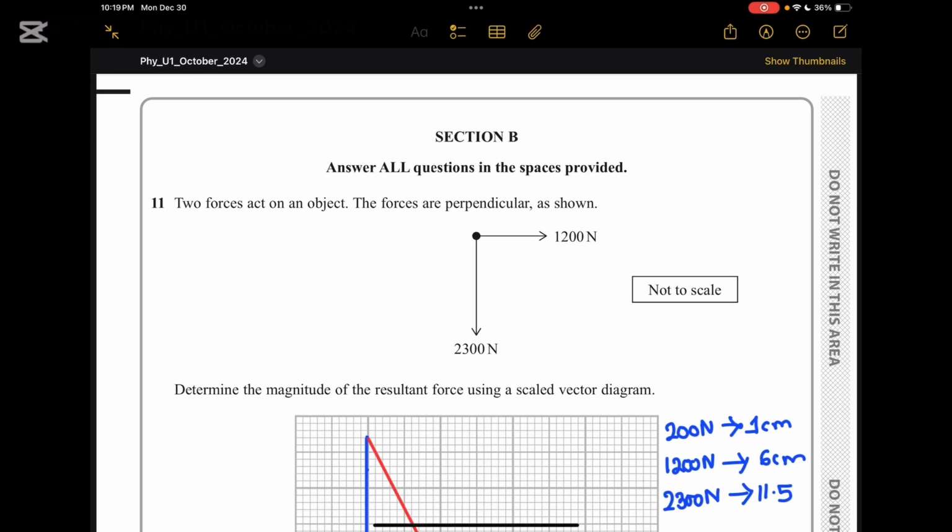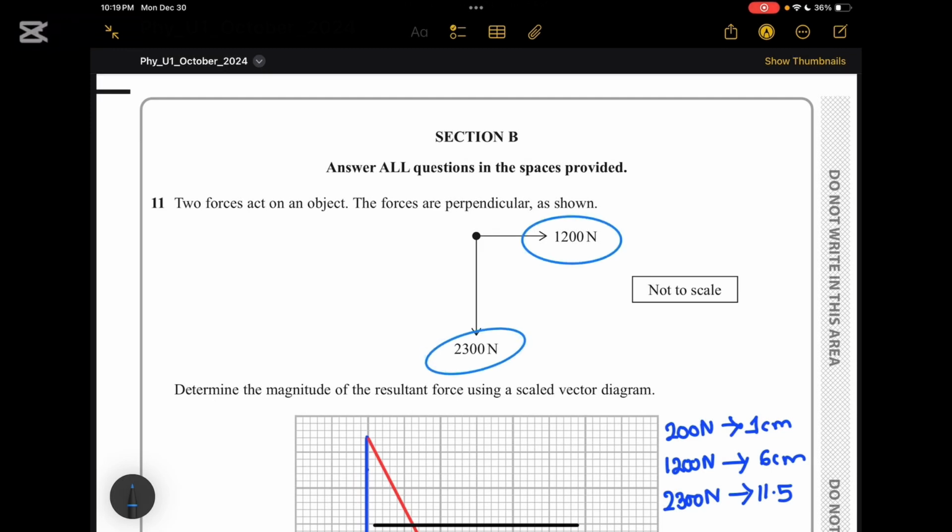So let's start section B, question number 11. Two forces act on an object. The forces are perpendicular as shown. One is 1200 Newton and the other one is 2300 Newton.